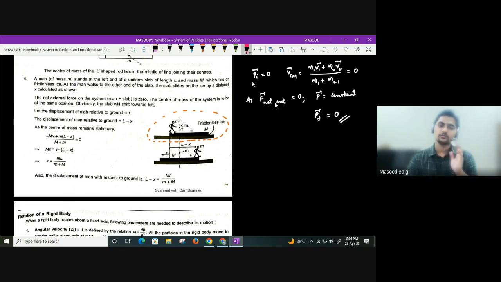Is there any external force? No. Because there is no external force, will motion of center of mass get affected? No. Means center of mass should lie there itself. It should be remaining at rest only.